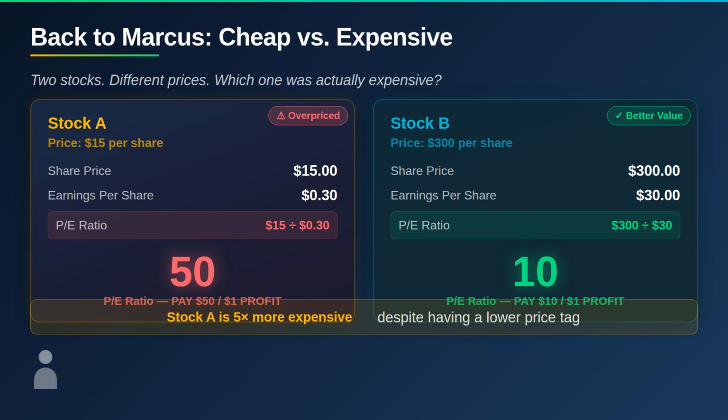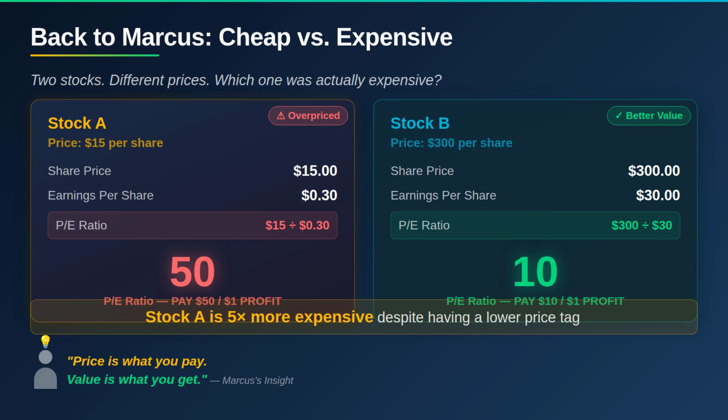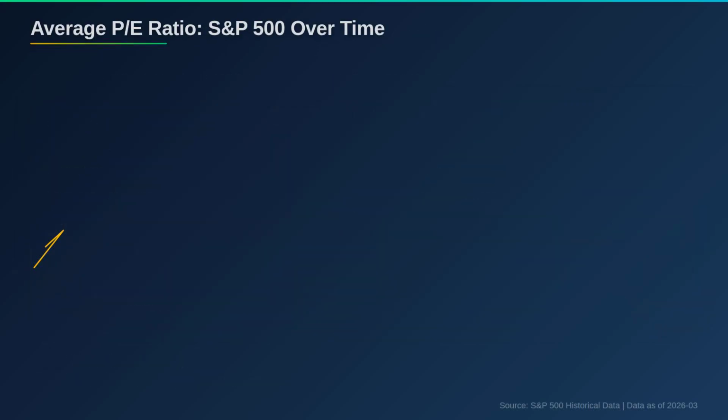This is the insight that flipped Marcus's thinking completely. Price is what you pay. Value is what you get.